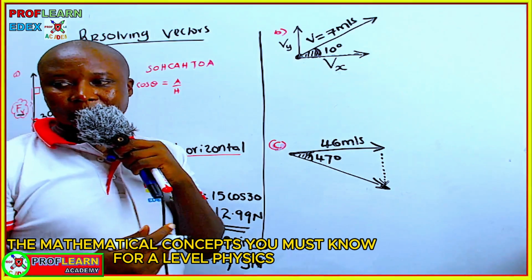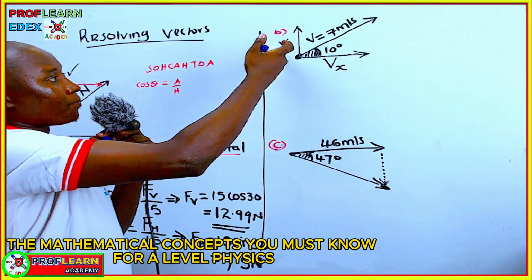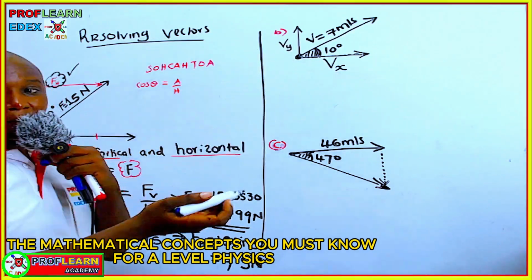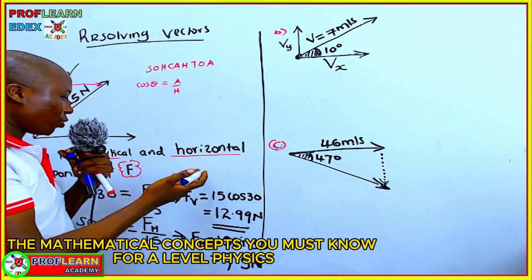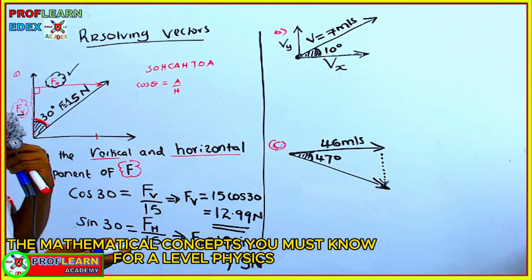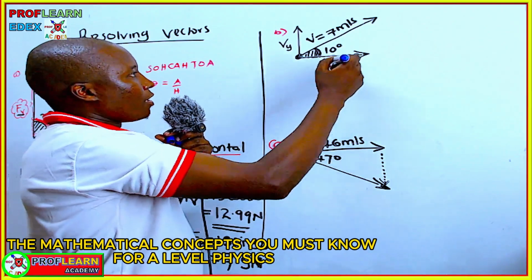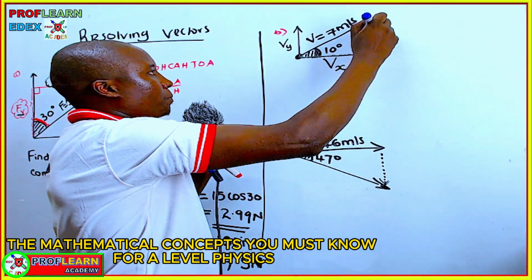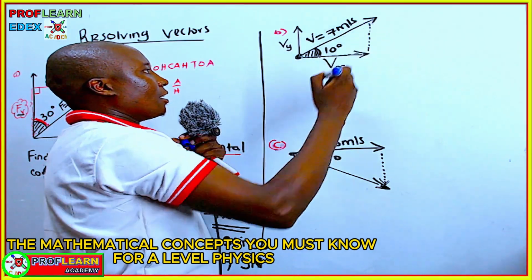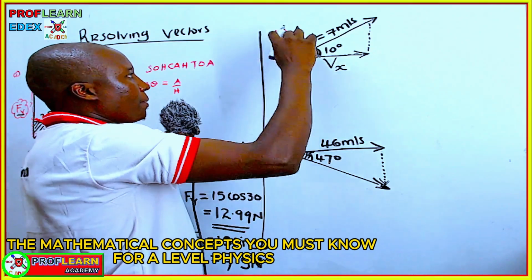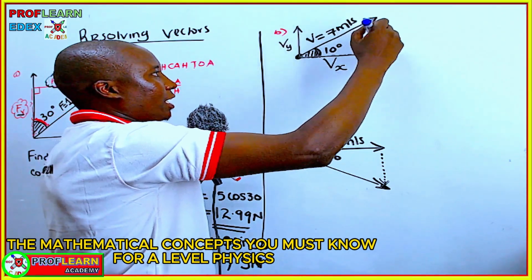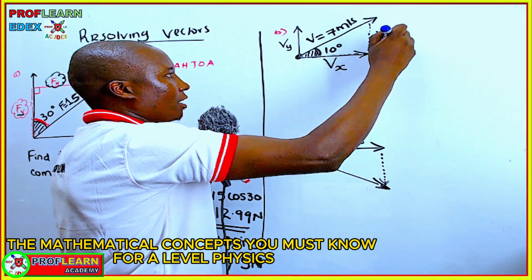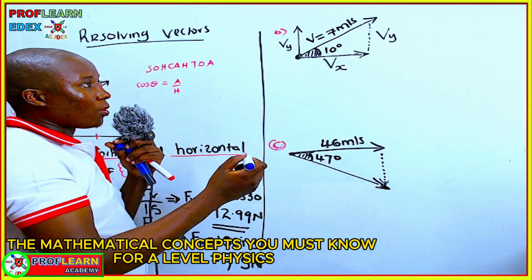Sometimes you find that it's given in this format, v in the y direction or v in the x direction. It's just the same thing we're talking about. Horizontal and vertical is the same. So if we are finding the speed in the vertical direction, that is v in the vertical direction, or vy.